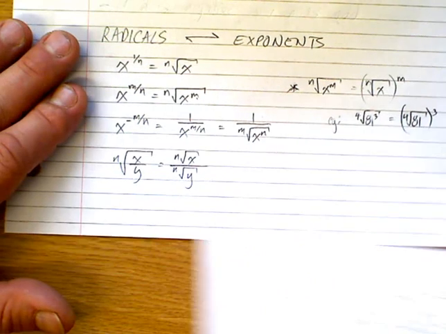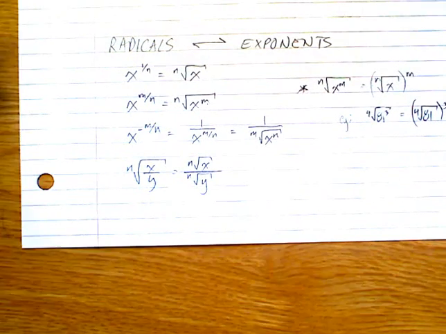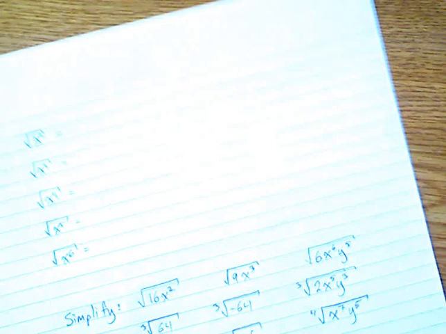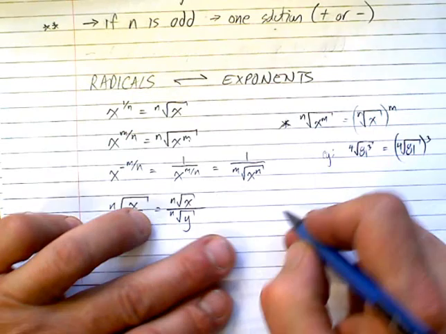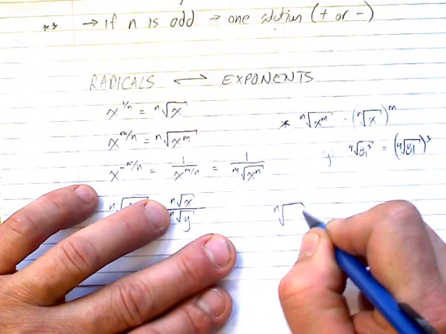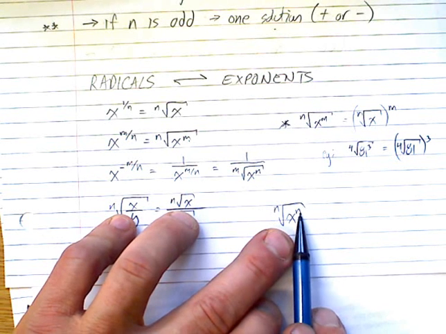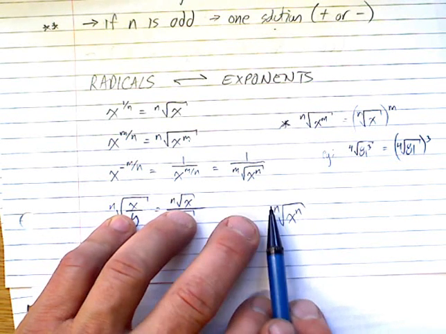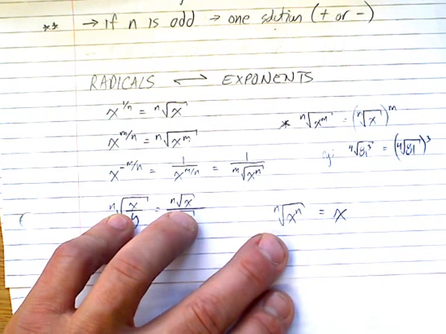Okay, let's look at a bunch of examples. I'm going to show you here the square root of x squared. Another thing that might be good to show you is the nth root of x to the n. If your index and your exponent are the same, it basically just cancels each other out and you call it x, right? So, for example, the square root of x squared is simply x, right? You're looking for perfect squares.